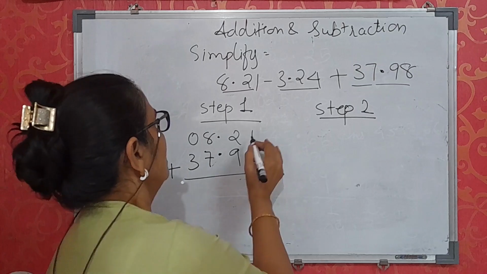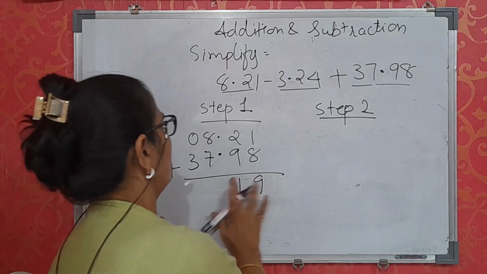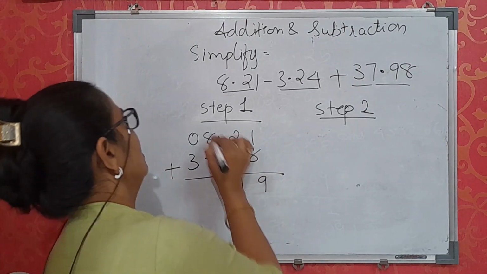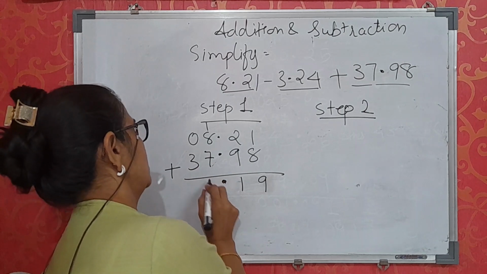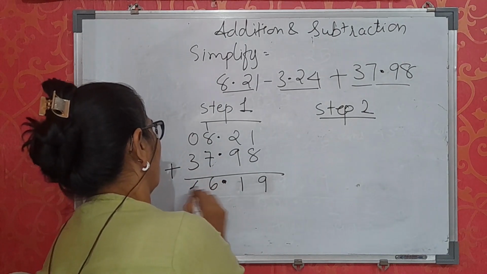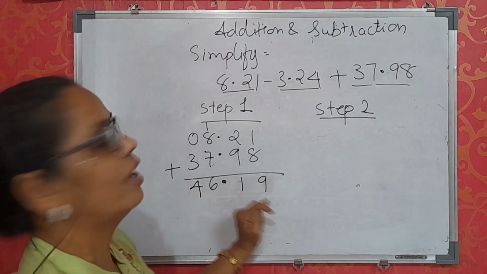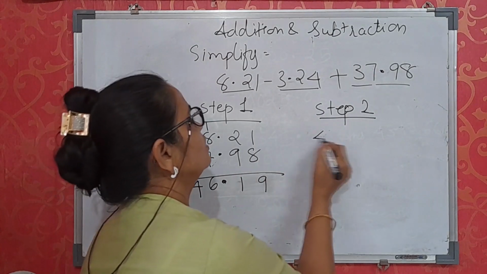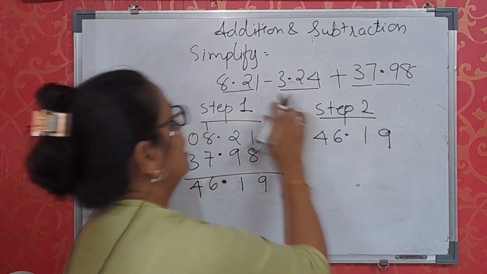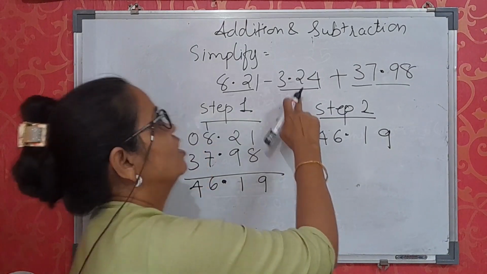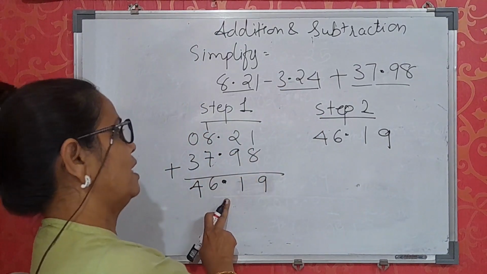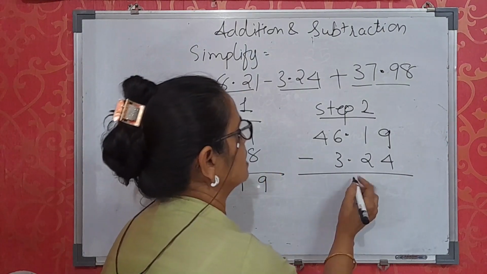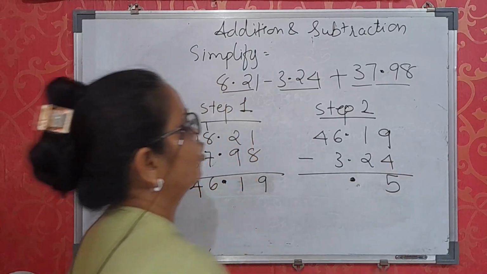Now 1 plus 8, 9, 11. Now how I taught you? First put the decimal point, 9, 11, 1, 9 and this 16. So 3 plus 1, 4. So it is 46.19. Now in step 2, this is the bigger number, 46.19 minus, now this number is remaining. So subtract this smaller number from this bigger number. So minus 3.24. First put the decimal point. 9 minus 5, 4, 5.